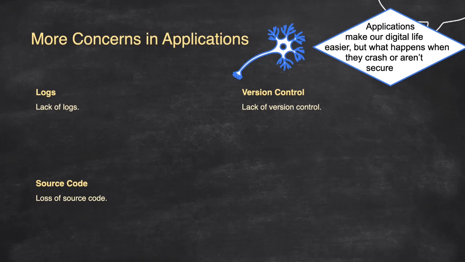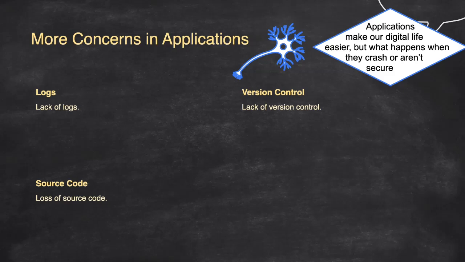So losing source code is a critical issue that can have severe consequences for a software project. Source code is the foundation of any software application, containing the instructions that enable the software to function. If the source code is lost or becomes inaccessible, it can halt development, prevent updates or fixes, and even lead to a complete loss of the software product. So recovering from such a loss is often difficult, time-consuming, and costly.